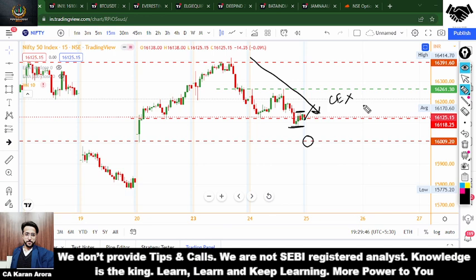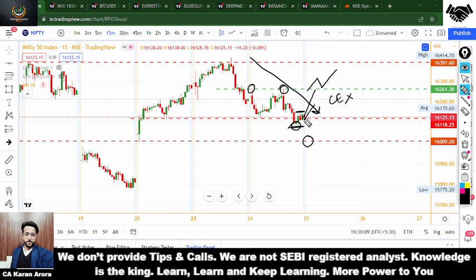I will wait for the market to break above the previous resistance, the latest resistance, then only will I get intraday bullish. Okay. So if the market opens flat and goes down, breaks this area, the low, and sustains for 5-10 minutes, then I will go for a PE.